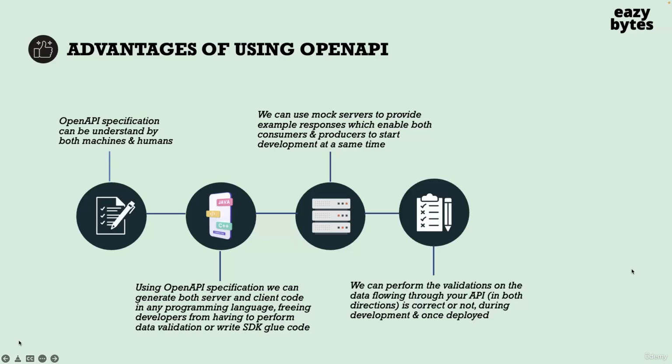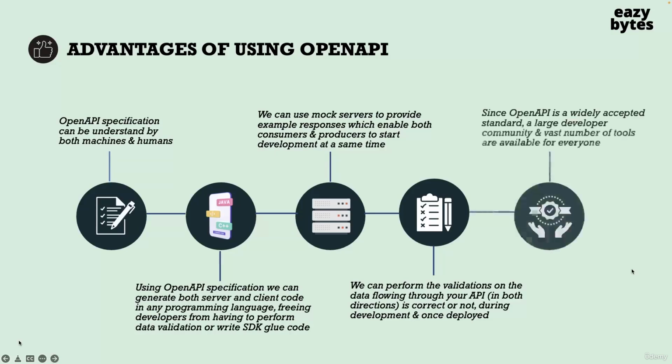After the mock servers, we can perform validations on the data flowing through your APIs. You can define the validation requirements inside your OpenAPI specification, saying that I need this field to be an integer and this field to be a string of so and so length with so and so valid values. If you define those requirements inside the OpenAPI specification, the code that you generated with the help of tools will have this kind of validation code inbuilt, so that the developers are free from doing those validations using if and else conditions.